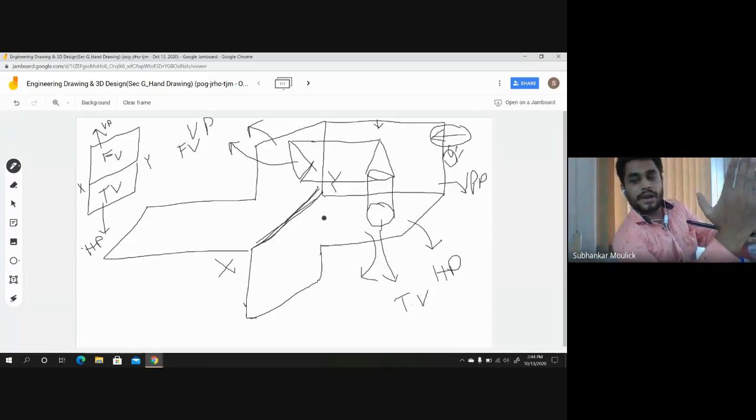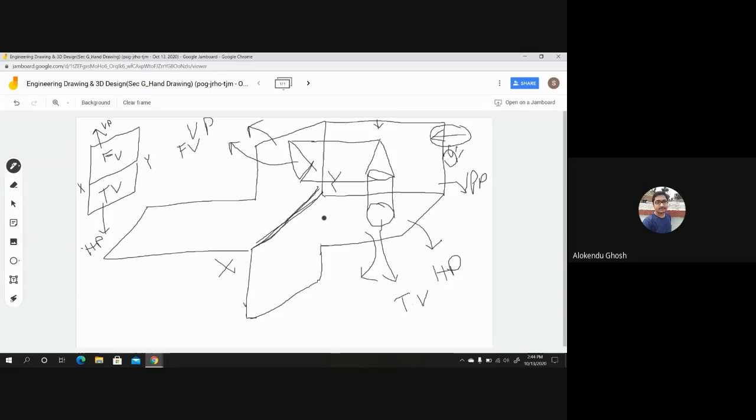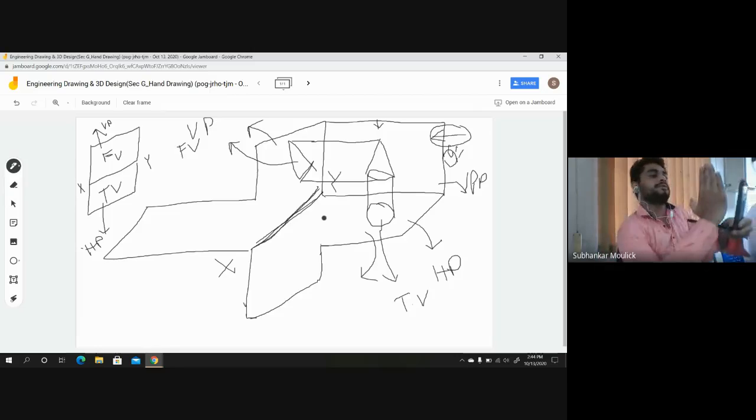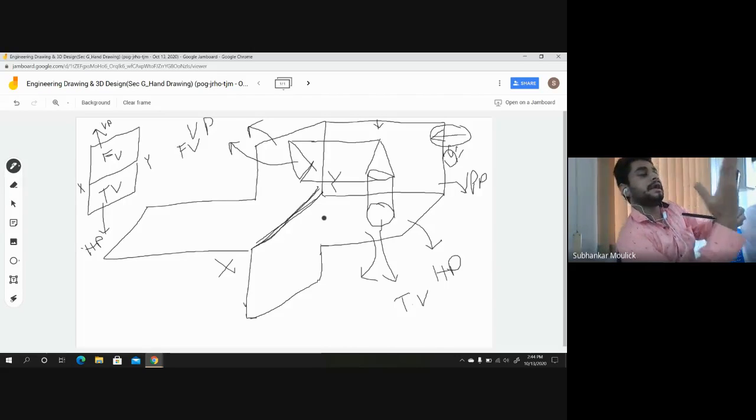If I rotate my profile plane 90 degrees inward like this, then what will happen? Sir, then our PP and VP will be overlapping with each other. Yes, very good. Profile plane will overlap with VP and your left hand side view will overlap with the front view. Since both are triangles, you will not be able to understand which triangle is which view. So remember always, whenever I am solving any problem in first angle projection method, I have to rotate my profile plane 90 degrees outward.